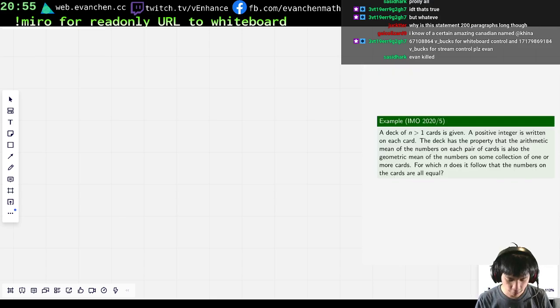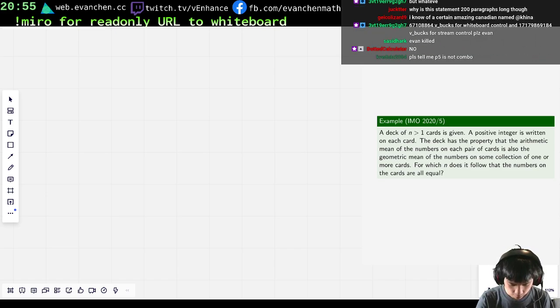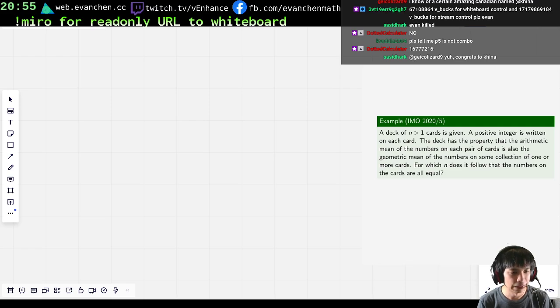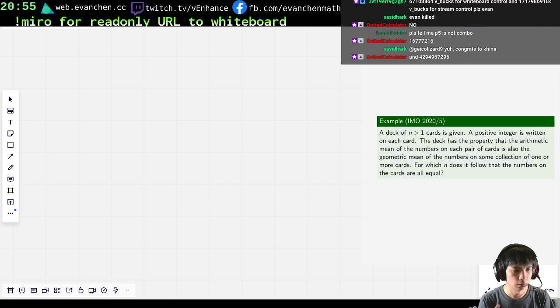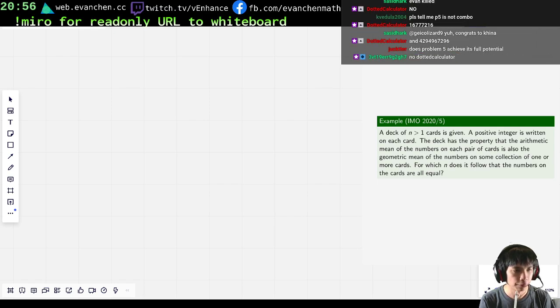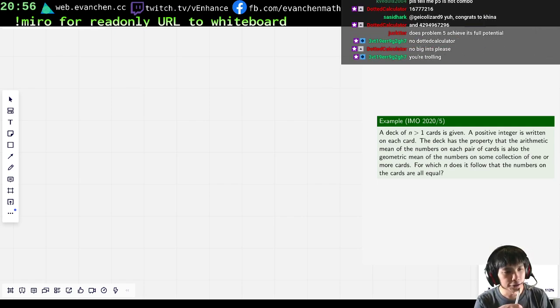Alright, IMO 5. So, here's what's up. It's mostly not combo, I think. Does problem 5 achieve its full potential? I think there's no obviously extraneous information, is what I would say.